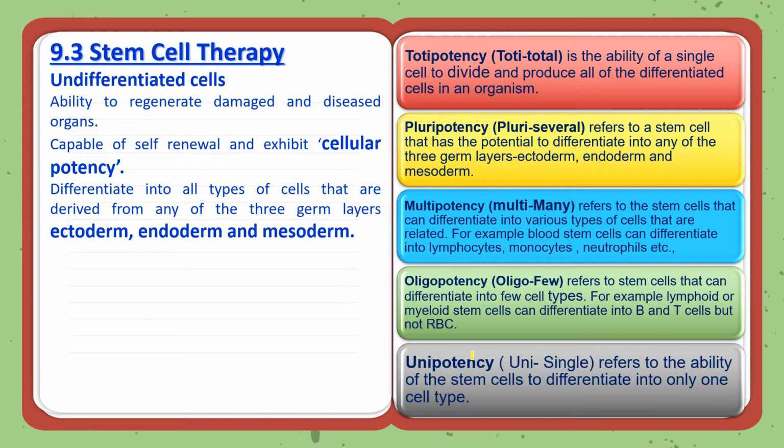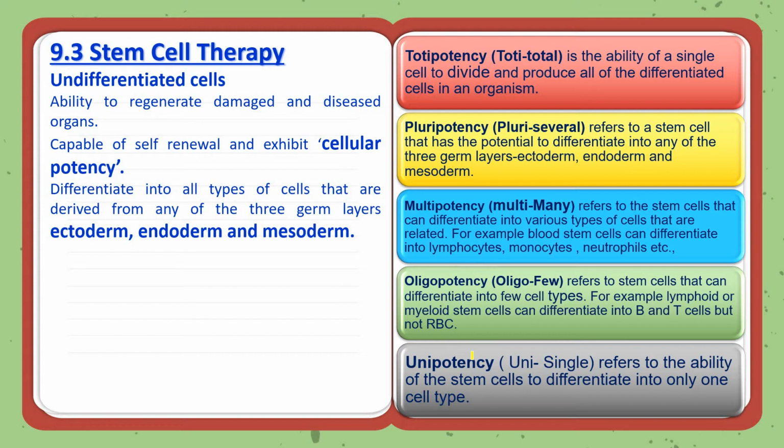Oligopotency, oligo means a few. It refers to stem cells that can differentiate into a few cell types only. For example, lymphoid stem cells or myeloid stem cells can differentiate into B and T cells but not RBC. So here we have the limitation. Only a few cells can be differentiated.